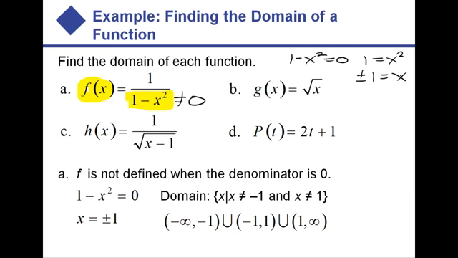So your domain would be everything except those numbers, and this is how you could write it a couple different ways, right? You can just spell it out. It's the set of all x's such that x does not equal -1 and x does not equal 1. Or you kind of do it in interval notation. It's all numbers from -infinity up to -1, not including, that's why it's a round bracket, union with everything from -1 up to 1, union everything from 1 up to infinity.